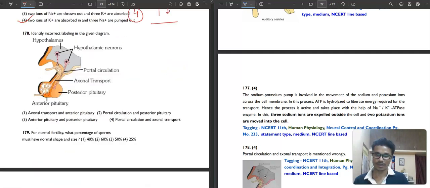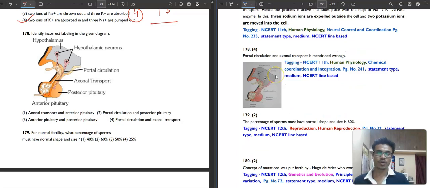Then question number 178. Portal circulation and axonal transport is mentioned wrongly. I have not identified the incorrect labeling of this given diagram. Hypothalamus, hypothalamic neuron, portal circulation, axonal transport, posterior pituitary. You can see that this doesn't have portal circulation. It's a direct connection. So portal circulation and axonal transport are given the opposite way. So the fourth option is your correct answer.